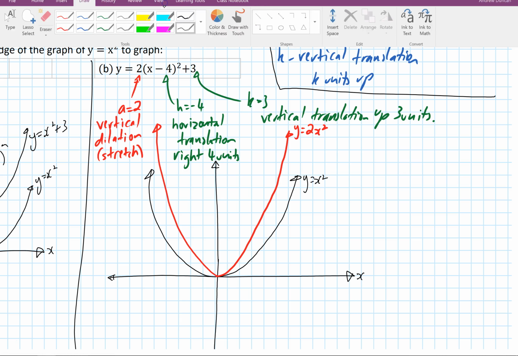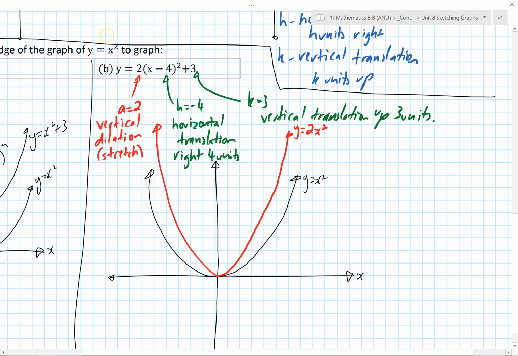And then my final move after I've done my dilation is the translation. So right 4 units and up 3 units. So this point here will be my turning point, and I'll draw the same shape as the red curve. Okay, so this curve is my y equals 2(x minus 4) squared plus 3.